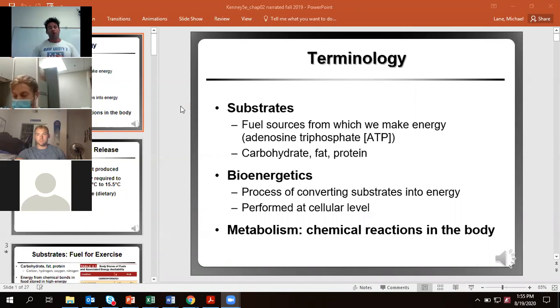Bioenergetics is the sum of all of these processes of us breaking down all these different substrates to make energy, okay? Metabolism is all the anabolic, so building up, and catabolic, breaking down, reactions that we're going to have in the body.